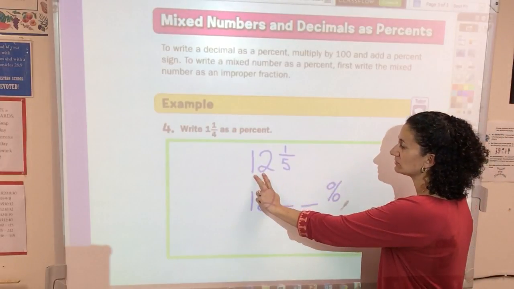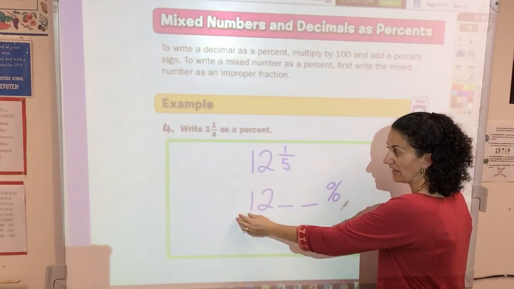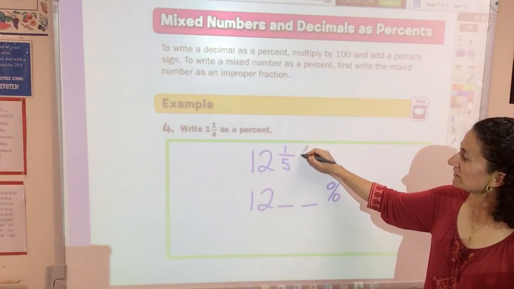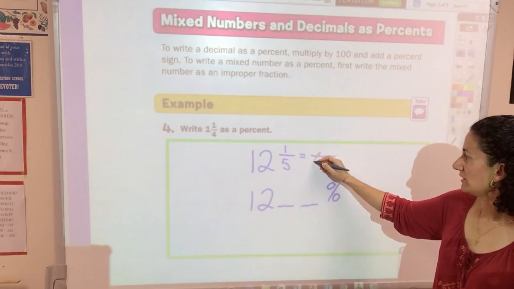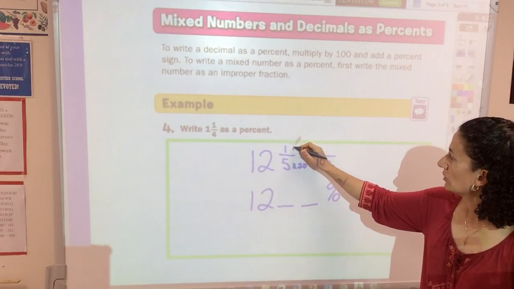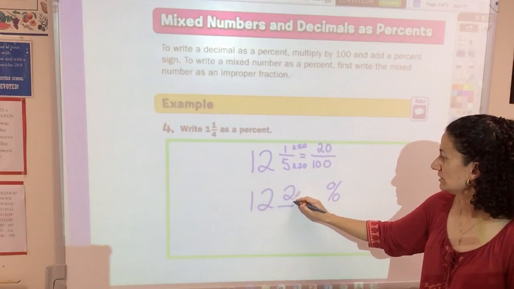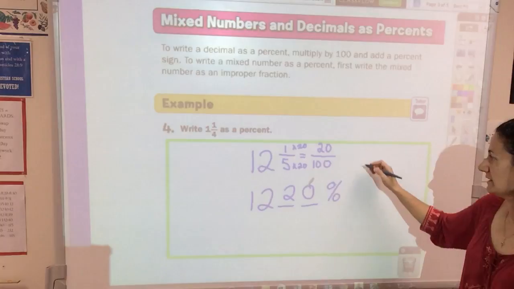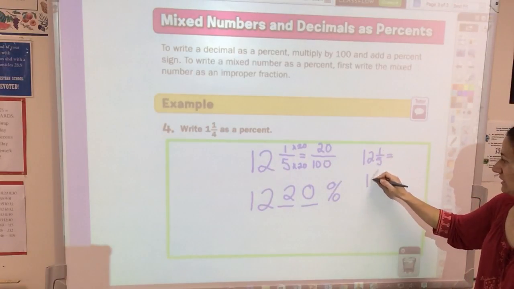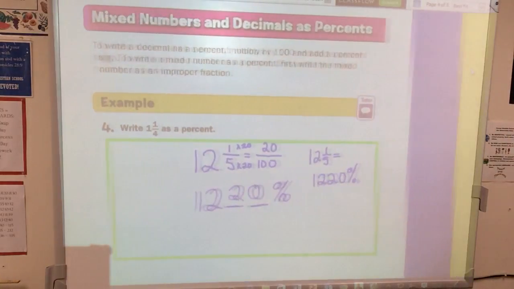Just know that whatever digits are here, you go in the hundreds and thousands and on and on. You can have really big percents. And then 1/5, I would turn that into a fraction out of 100. And you might have memorized this one. 5 times 20 is 100. 1 times 20 is 20. So this is 1,220%. So 12 1/5 is the same as 1,220%.